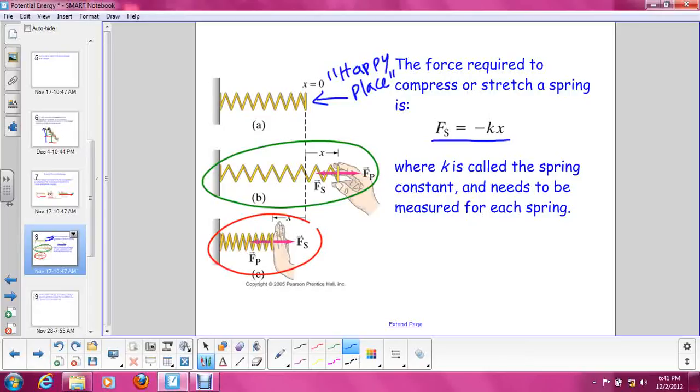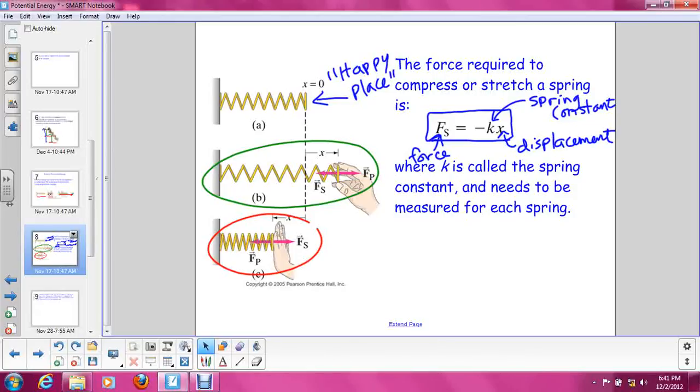So the force required to compress or stretch a spring is this. Force of the spring, and we call this a restorative force because it is the force that wants to restore the spring to its happy place. So we have the force is equal to the spring constant times the displacement of the spring. The spring constant tells us how springy the spring is. So the higher the spring constant, the stiffer the spring is going to be, and the harder it will be to move it from its happy place.